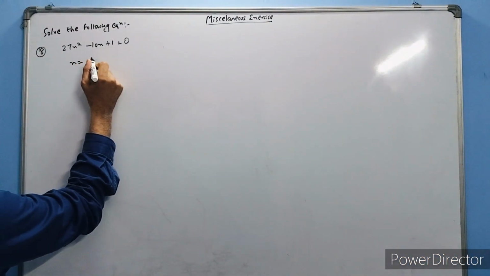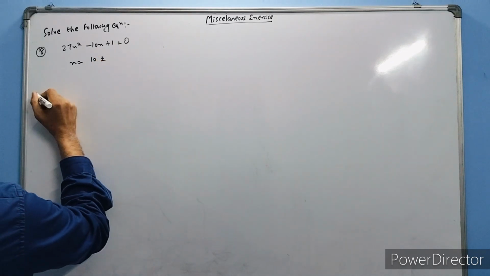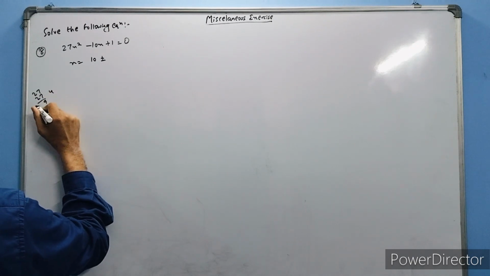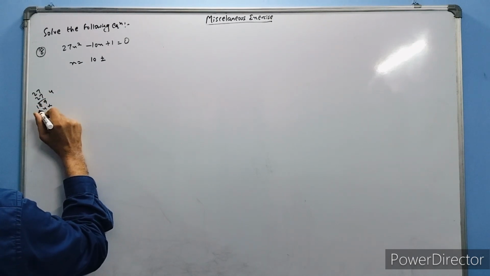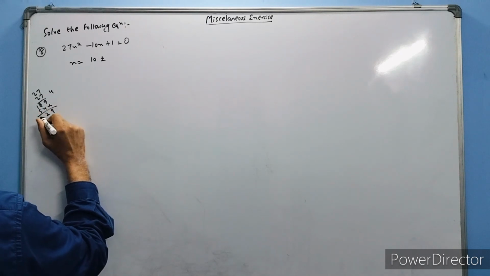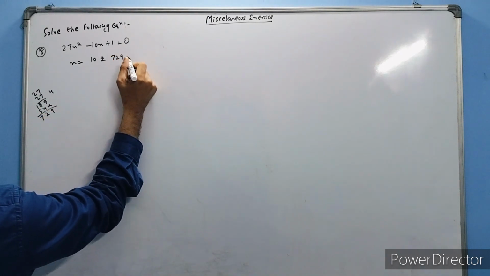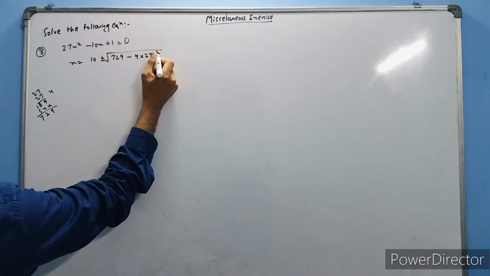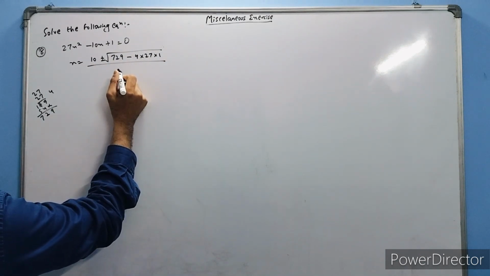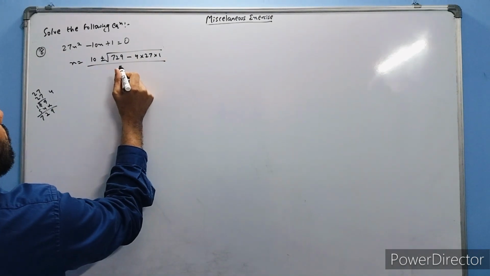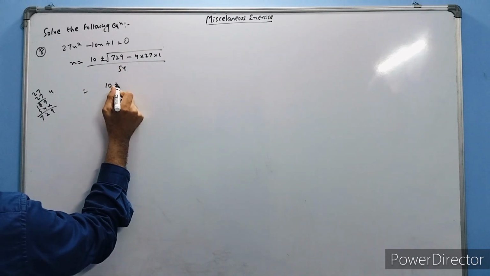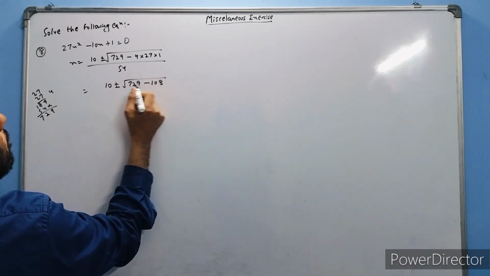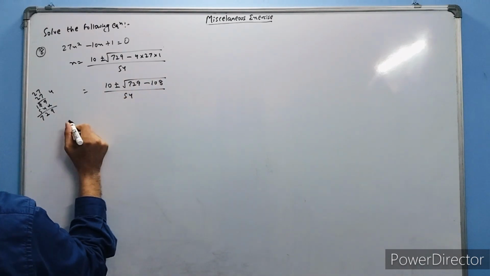x is equal to 10 plus minus b square, that is 27 into 27. So we have 729 minus 4 into 27 into 1. Okay, so we have this upon, that is we have 54. So we have 10 plus minus 729 minus 108. We have this upon 54.